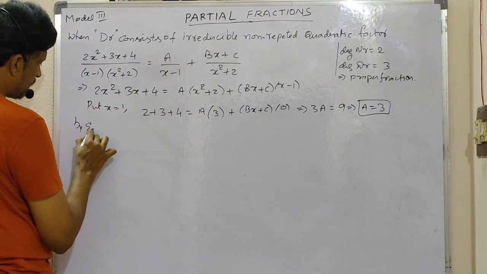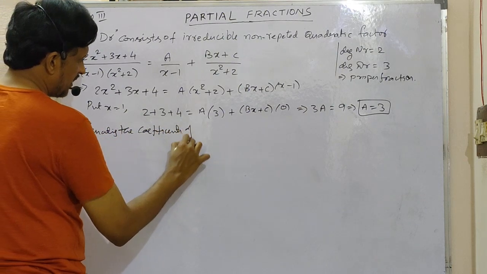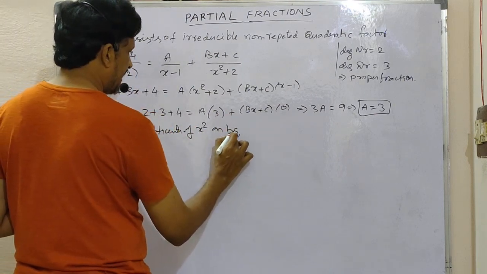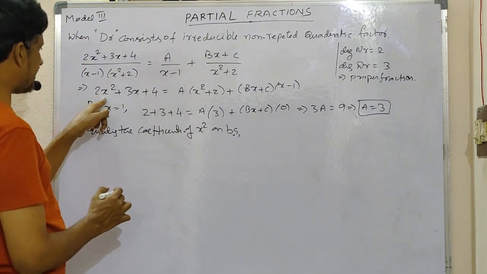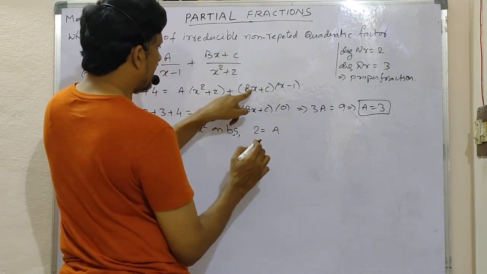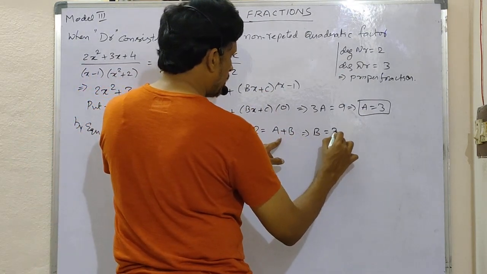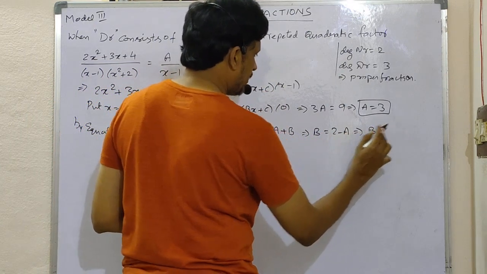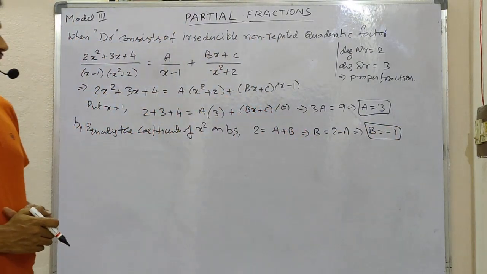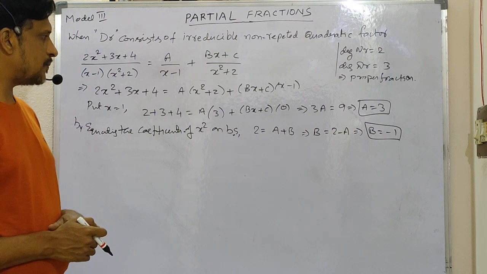So by equating the coefficients of x² on both sides, the coefficient of x² is 2 on the left. On the right, the coefficient of x² from A(x² + 2) is A, and Bx into x will be Bx², that is B. So 2 = A + B, and the value of B is 2 − A. But the value of A is 3, so the value of B will be 2 − 3, that is −1. Okay, by equating x² terms on both sides, you are getting this.